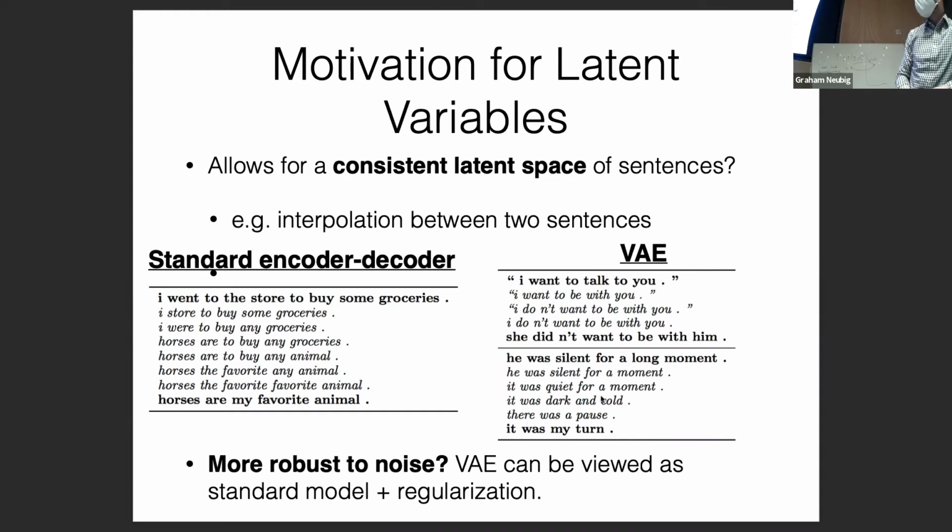Another thing is they might be more robust to noise. So a VAE can be viewed as a standard model with some regularization on top. And because it's a standard model with regularization, it may be less likely to fit spurious correlations. It also has a sampling operation included within it. So that means that a small perturbation of the representations is less likely to make a big difference in the output, because during training you're doing the sampling.